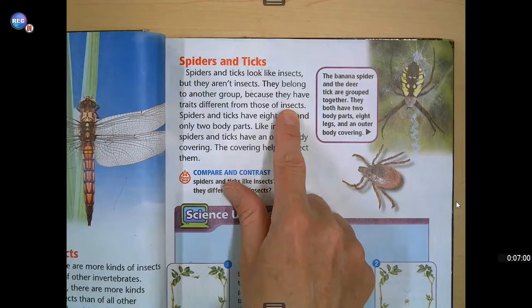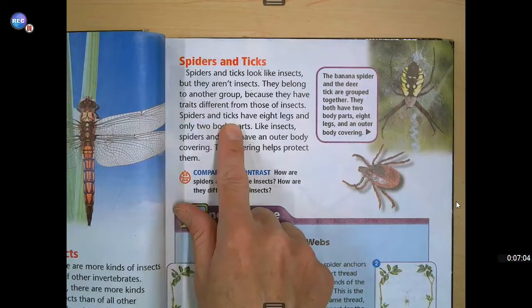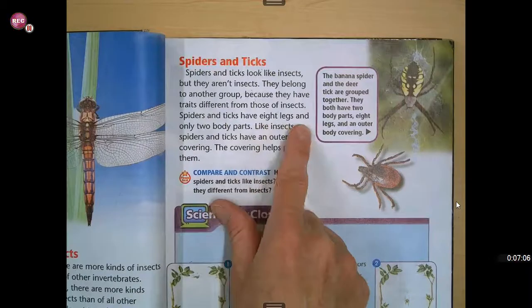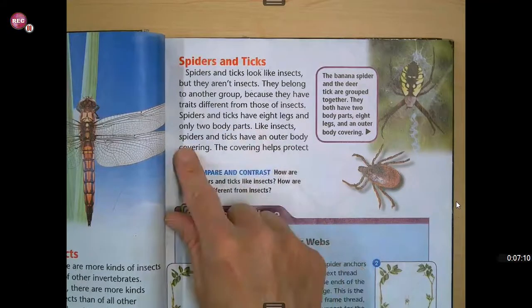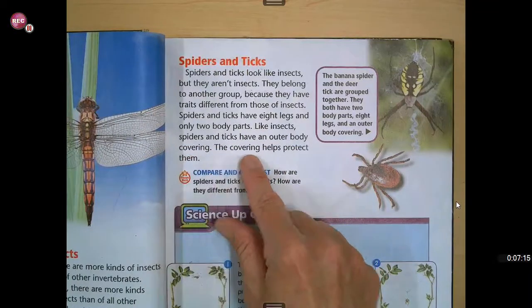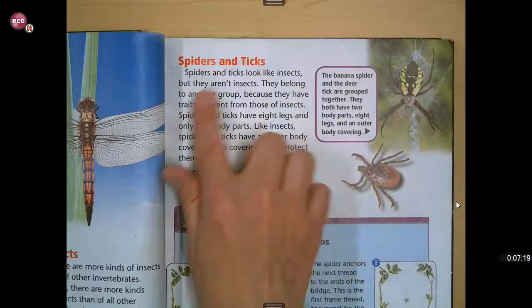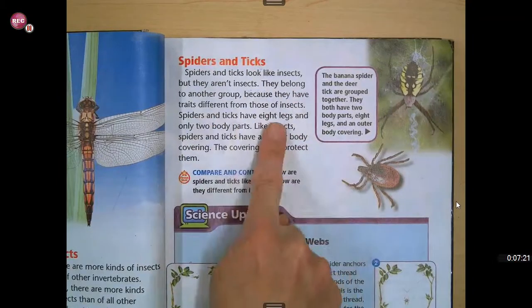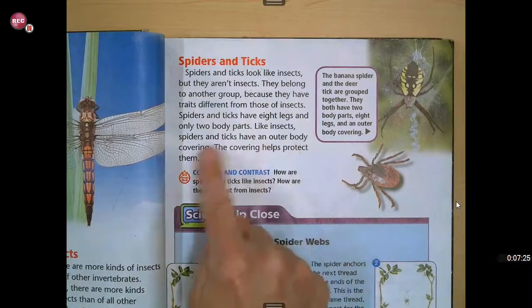What makes spiders and ticks different from insects? Right here. Spiders and ticks have 8 legs and only 2 body parts. Like insects, spiders and ticks have an outer body covering. The covering helps protect them. Okay, again, traits of spiders and insects. They have 8 legs, 2 body parts, but they also have an outer body covering for protection.